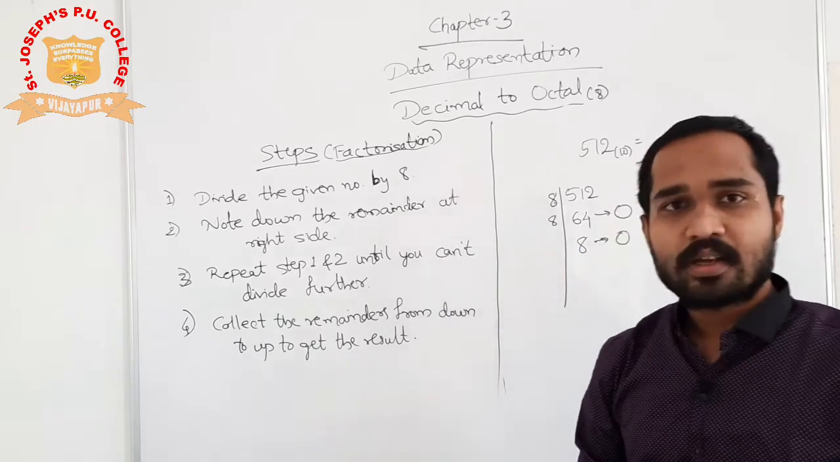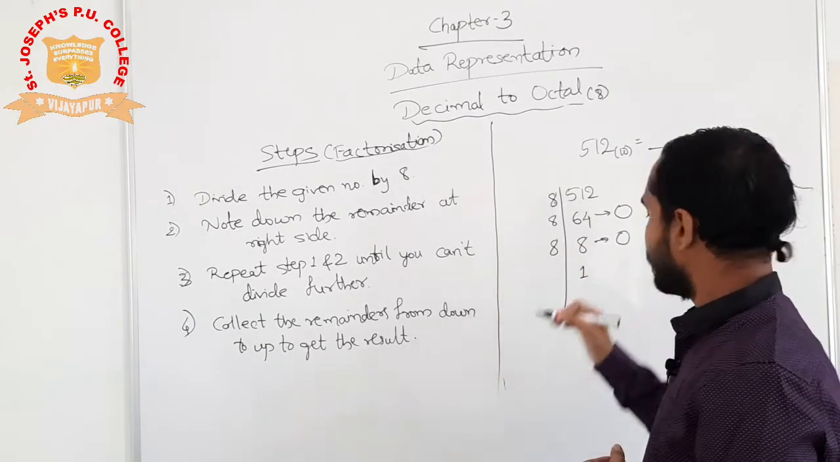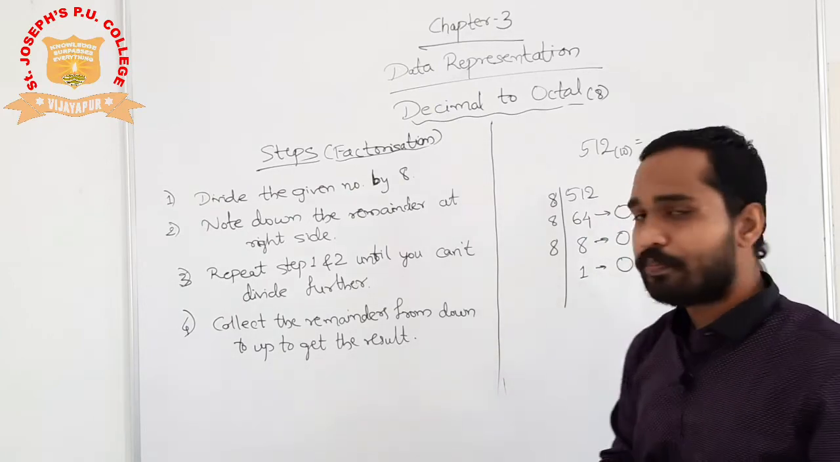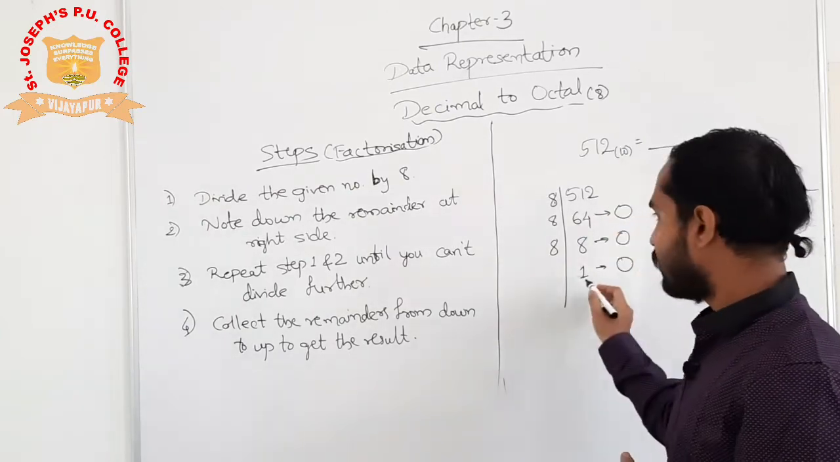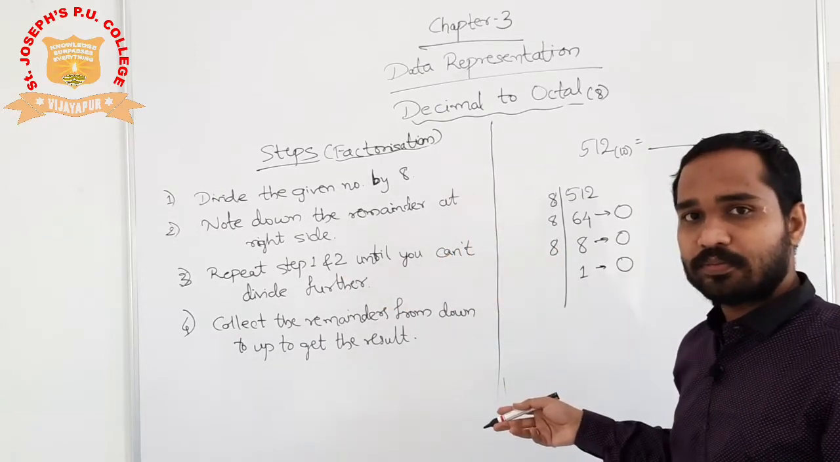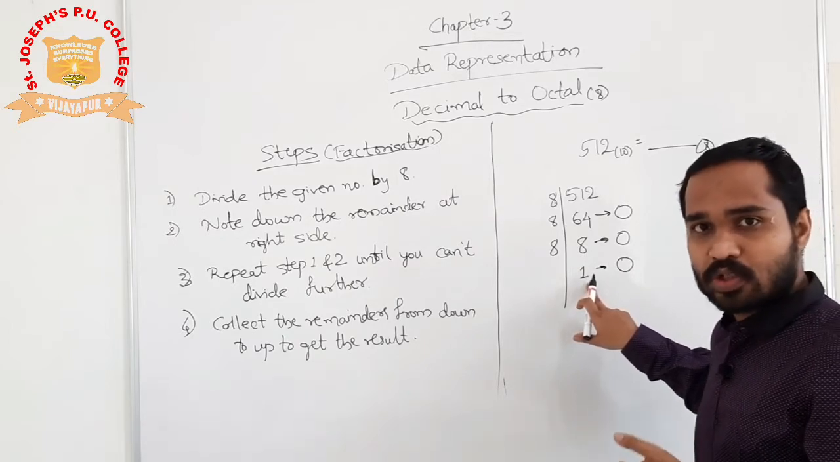Again the remainder is 0. Then again divide by 8. 8 1s are 8. Then again the remainder is 0. Correct? Can you divide it further? Repeat steps 1 and 2 until you can't divide further. Okay. Can you divide it further? No. So you have to stop here.